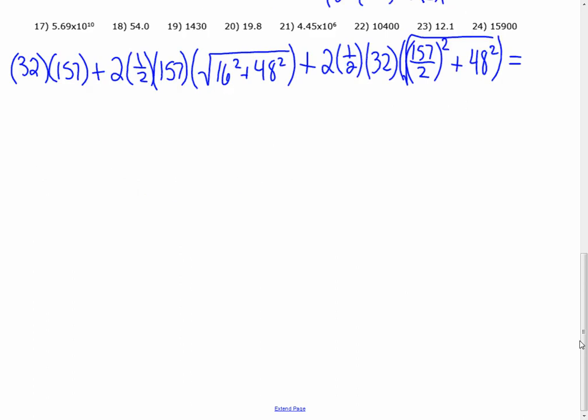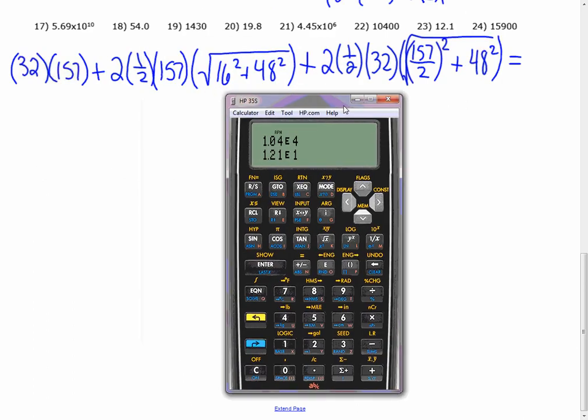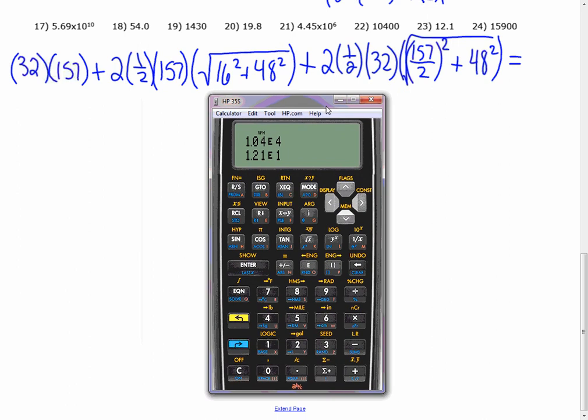So if we're going to start that, I'm just going to start with what's there on the left. I would do 32 enter, 157 times. And then I'm going to start with the actual Pythagorean theorem part. We're going to use inner less if we go ahead and start with that part. So I'm going to start under the radical. I'm going to have 16 blue squared. I'm going to have 48 blue squared. I'm going to add them, and I'm going to square root.